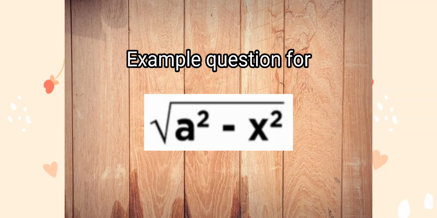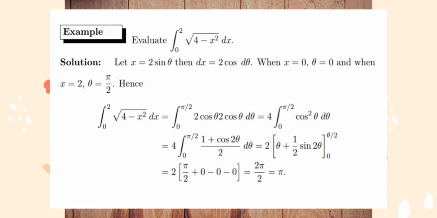Next, we look for the example question for integrals involving square root a square minus x square. The question is evaluate square root 4 minus x square dx. Firstly, we need to let x 2 sin theta, and then we differentiate, we will get 2 cos d theta.